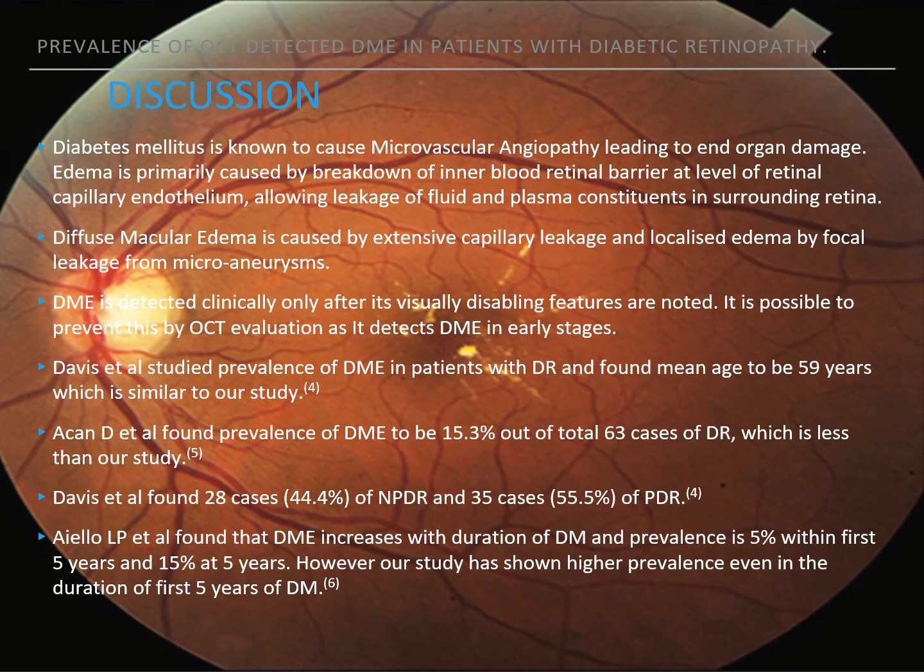Davis and others studied the prevalence of DME in patients with DR and found mean age to be 59 years, which is similar to our study. Akandi and others found prevalence of DME to be 15.3% of total 63 cases of DR, which is less than our study. Davis and others found 28 cases of NPDR and 35 cases of PDR. Lolp and others found that DME increases with duration of DM and prevalence is 5% within the first year, 5% at 5 years and 15% at 5 years. However, our study has shown higher prevalence in the first 5 years of the onset of diabetes mellitus.